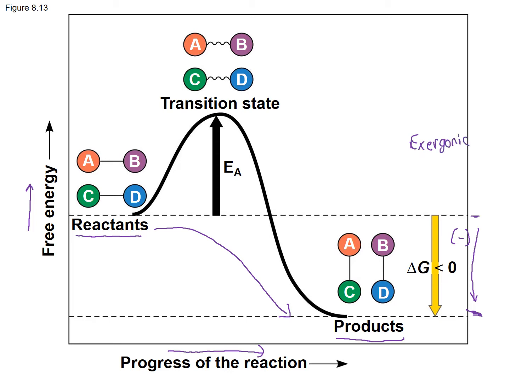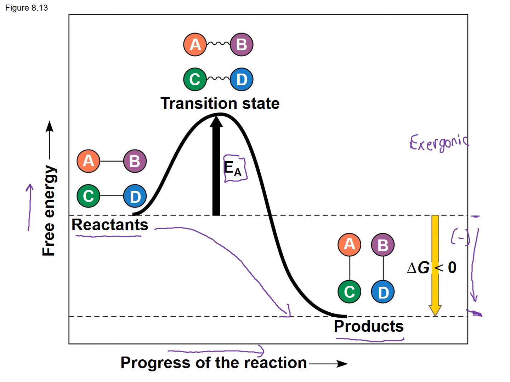Now I want to talk about what happens in between. Look, we've got this hill, and we need to go up, and then we need to go down. Eventually it does go down. Now, this right here, the E sub A, is called the activation energy, or the energy of activation. That's the energy that must be present in the system or be put into the system in order to get the reaction started.